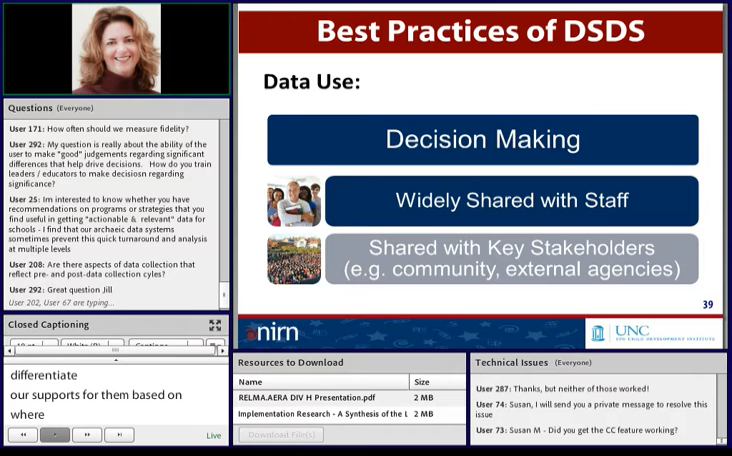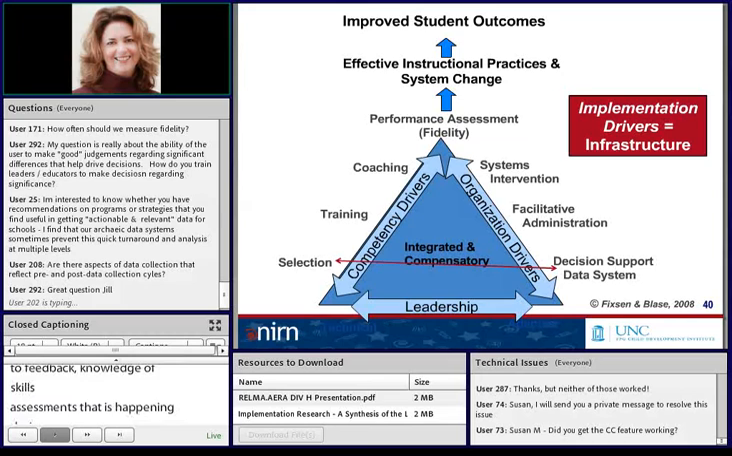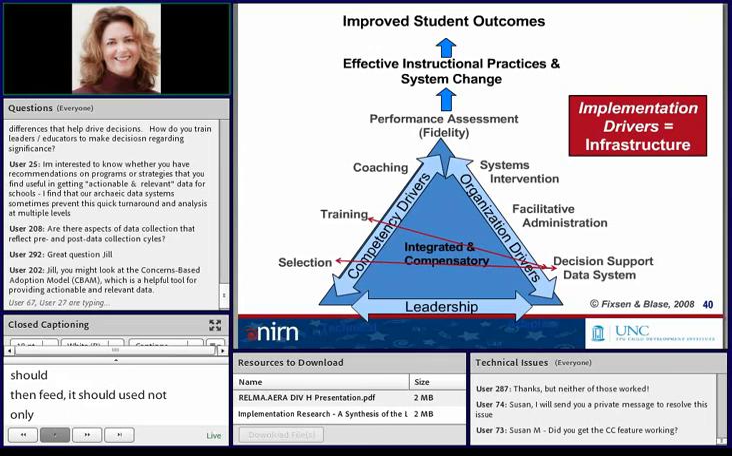In addition to being used for decision making, we need the data to be widely shared with staff, as well as shared with key stakeholders moving forward. So if I'm going to go back to our driver slide, we have selection data that's being collected. For example, how receptive folks are to feedback, their knowledge, their skill assessments that are happening during implementation-informed selection practices. That data should be used to inform decisions. It should be used not only to improve selection practices, but to feed forward and inform training.